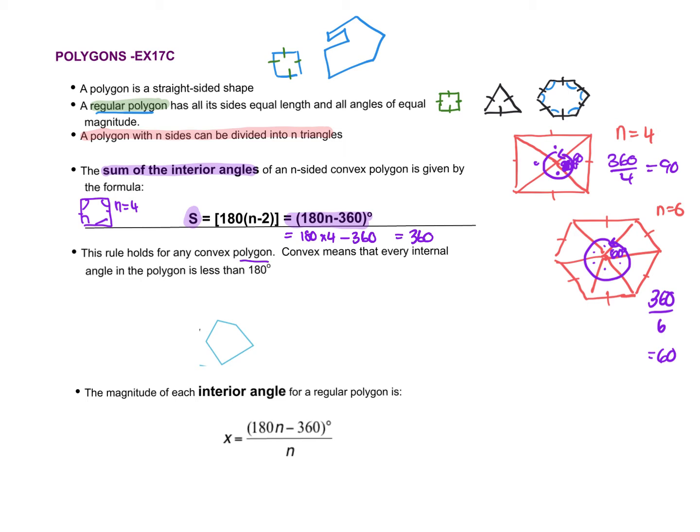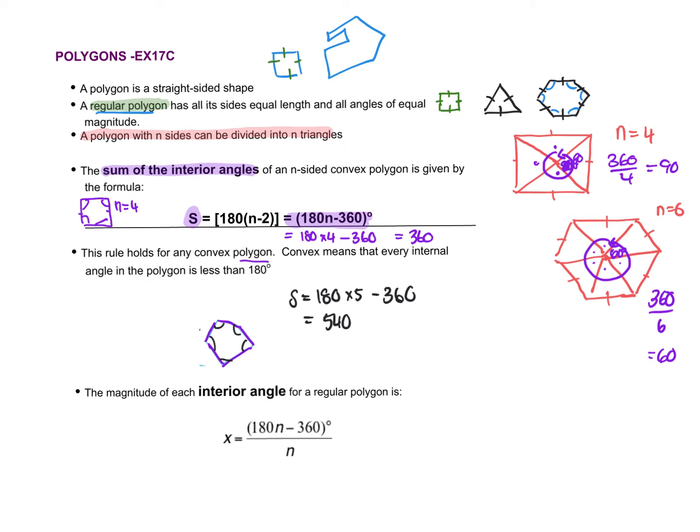See how this is 1, 2, 3, 4, 5. If I was working out the sum of the angles in this shape, because it has 5 sides, it'd be 180 times 5 minus 360. If we work it out, 180 times 5 minus 360 is 540. So if I added up all these angles, I'd get 540.